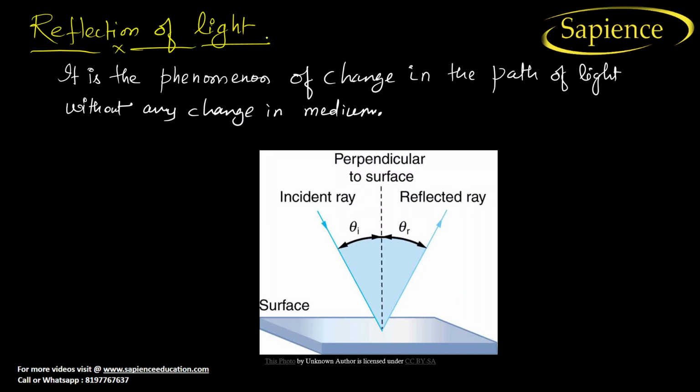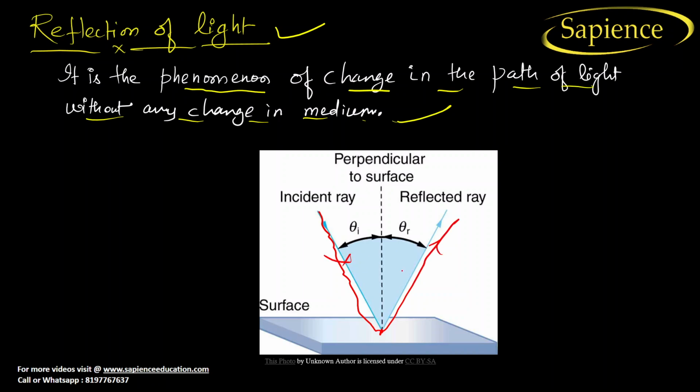Now, before that, we need to understand what the reflection of light is. It is the phenomenon of a change in the path of light without any change in the medium. Let us consider this is the incident light, and after striking, it goes back into the same medium. This is known as the incident ray and the reflected ray. So this phenomenon is known as reflection.